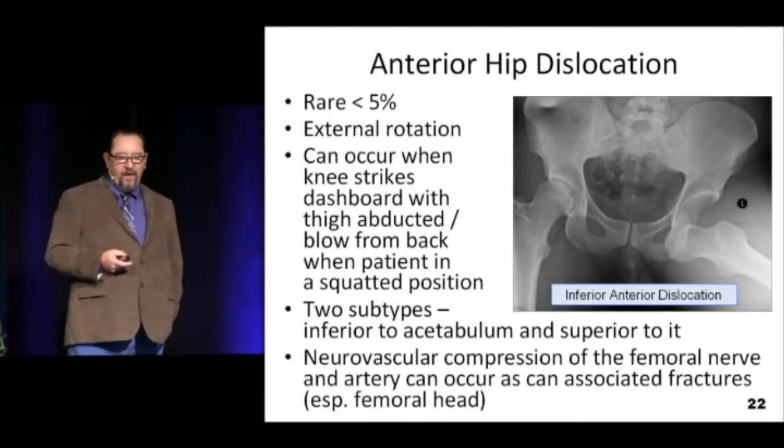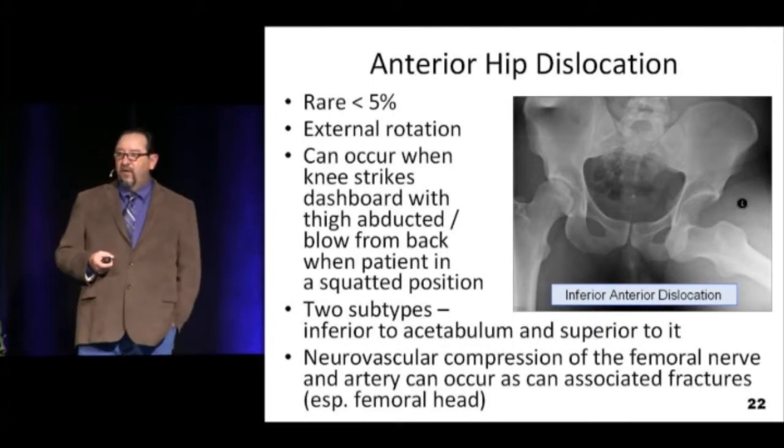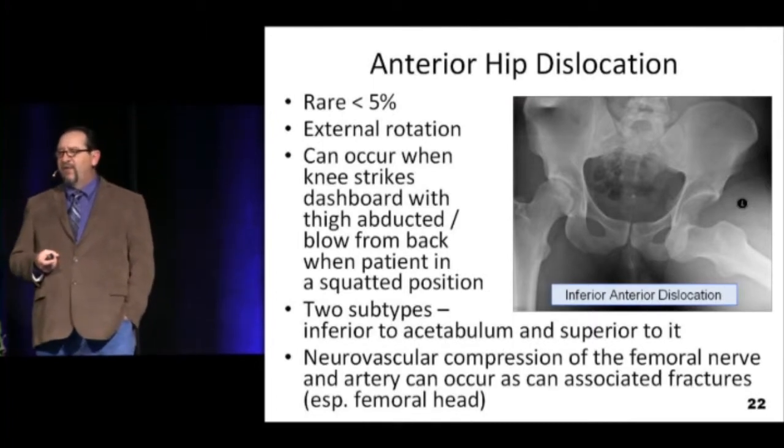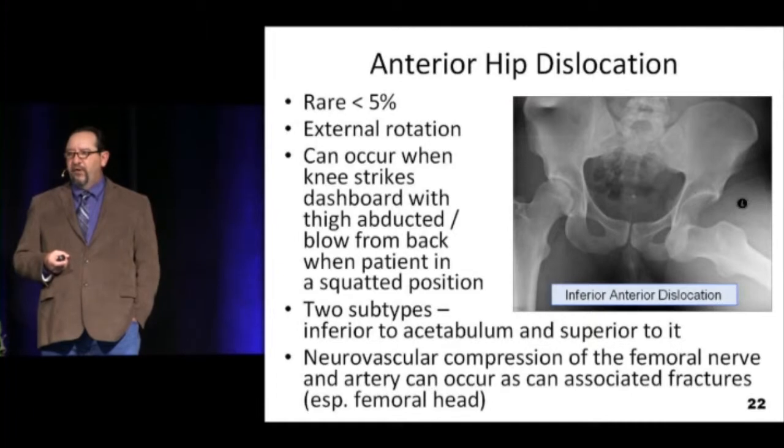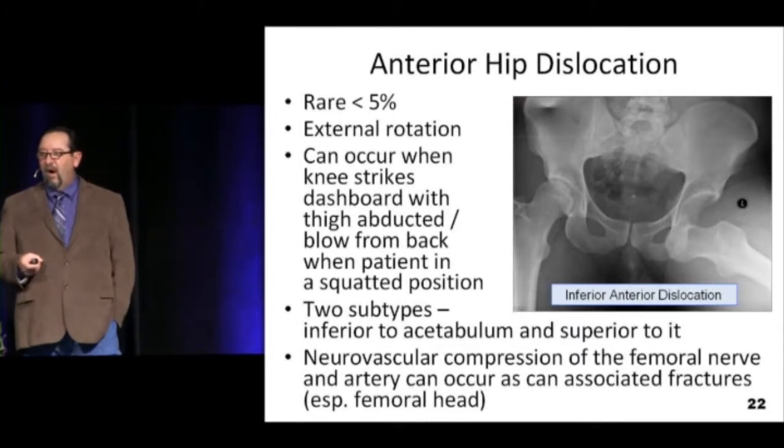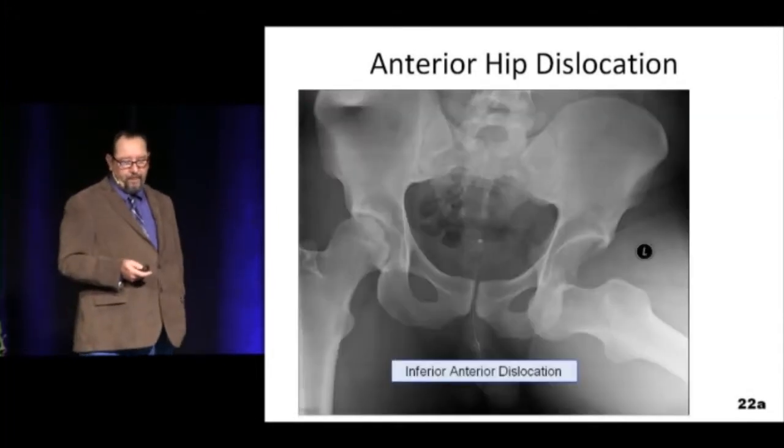Neurovascular compression of the femoral nerve and artery can occur in these, whereas there's almost never a neurovascular problem with a posterior hip, but an anterior hip can cause them. Again, urgency exists to relocate them if there are these neurovascular issues.